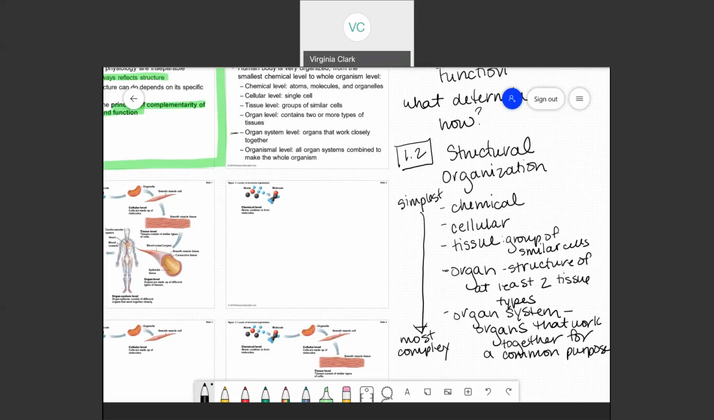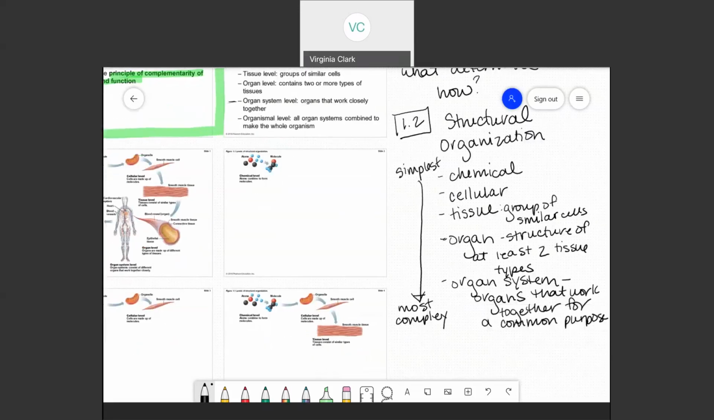You've combined your cardiac muscle with your nerve fibers. You've got your heart organ. But then you're going to add in your vessels and your arteries and the blood itself. That creates an organ system. So that creates the cardiac system. So that's how this structure is going to build.